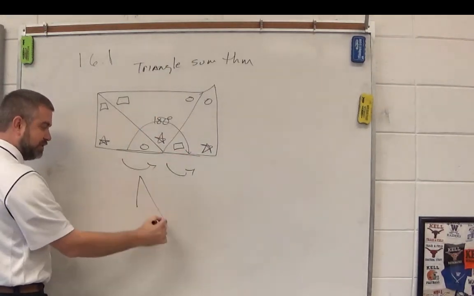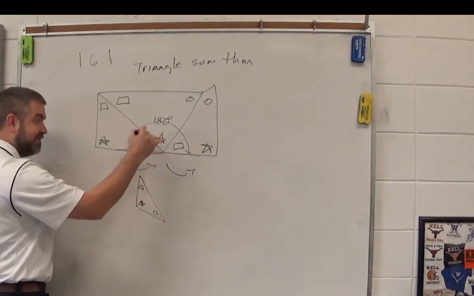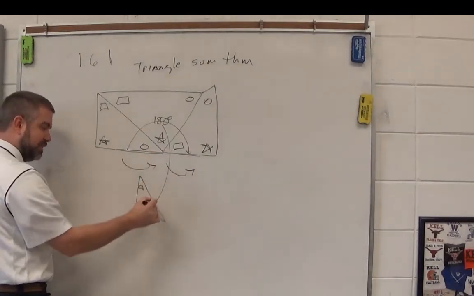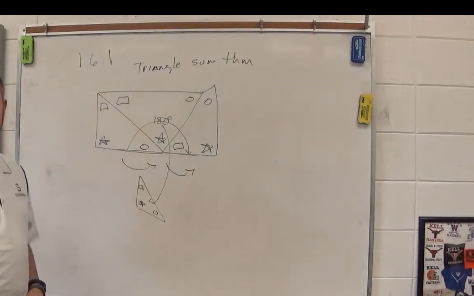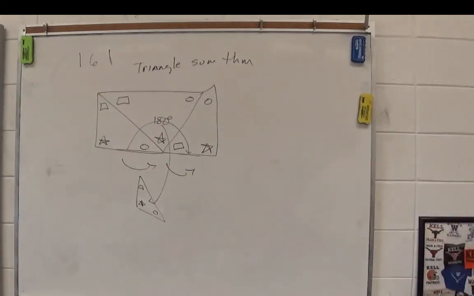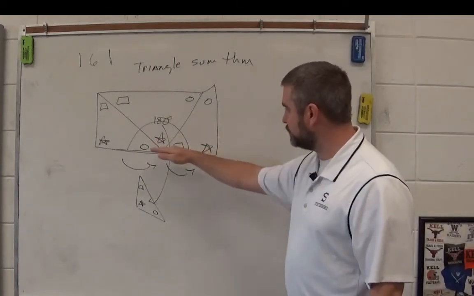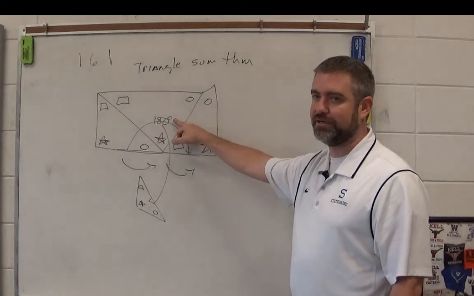So go back to your original triangle, star, square, and circle. If they add up to 180 right here, what must they add up to right there? 180. You don't have to write any of that down, but that's the proof of why the interior angles of any triangle add up to 180. Because if I rotated it 3 times, those 3 angles would make a straight line and they would add up to 180.